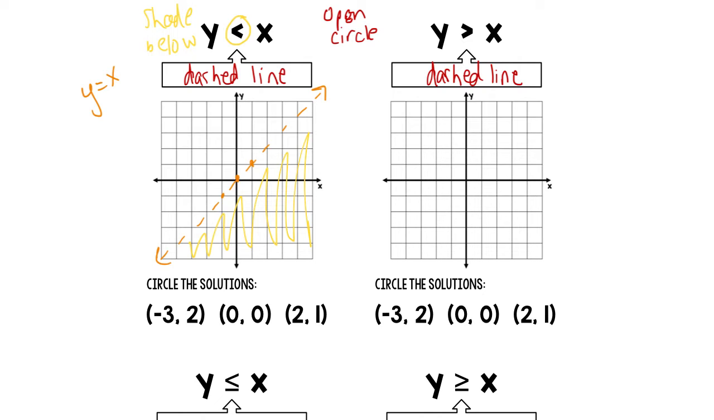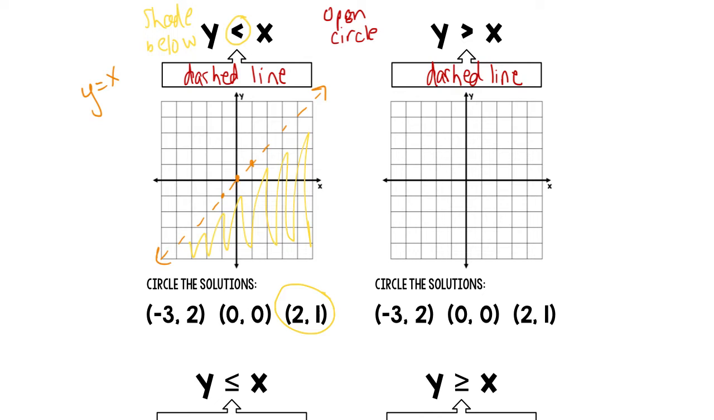All right, as you'll see, if we circle the solution, -3, 2. So that's 3 left, 2 up, not a solution. It's in the white space, doesn't consider that a solution. 0, 0, it's along the line. It's a dashed line. That means any point along this line is not included in the solution. So that's also not a solution. And then we have 2, 1, 2 right, 1 up. This is in our shaded area. So this 2, 1 is a solution.